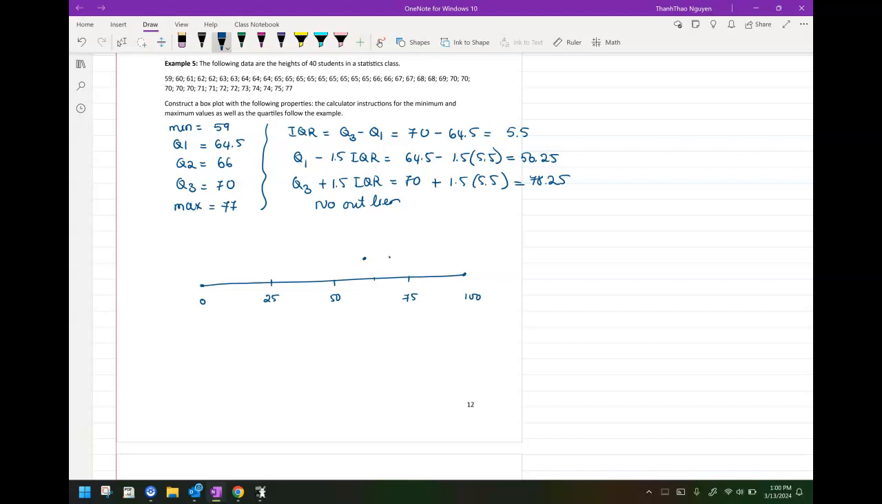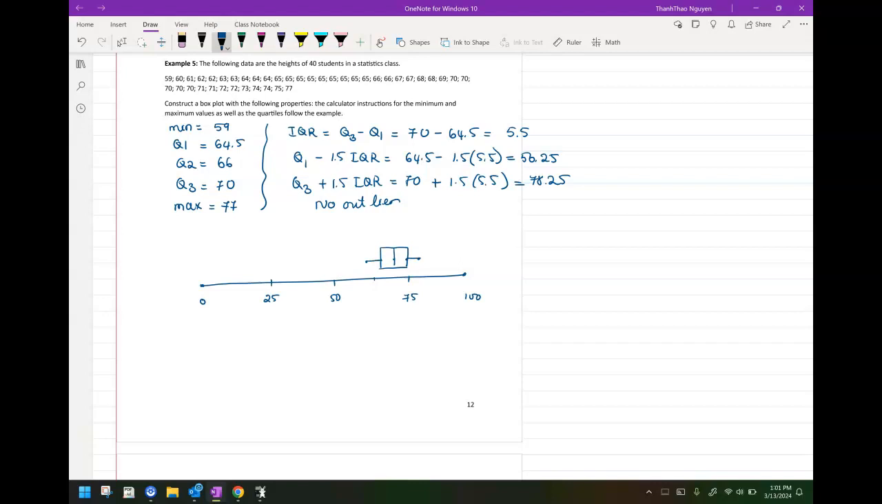So somewhere over here. And then 66 for our quartile 2, 70 for our quartile 3, and this is the max. So this is our plot.